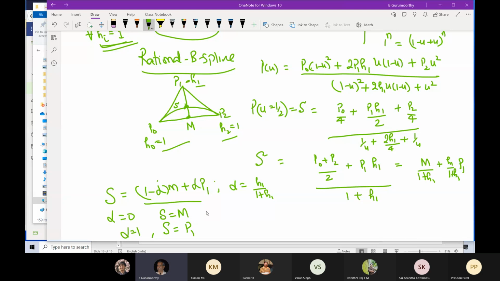But when alpha is 0, H1 is equal to 0. When alpha is 1, H1 is equal to infinity. You can see that here: if I stick this as 1, H1 equals 1 plus H1, and then you divide everything, and you will get... sorry, H1 is infinity when alpha is equal to 1. Rather, when H1 goes to infinity, alpha goes to 1.